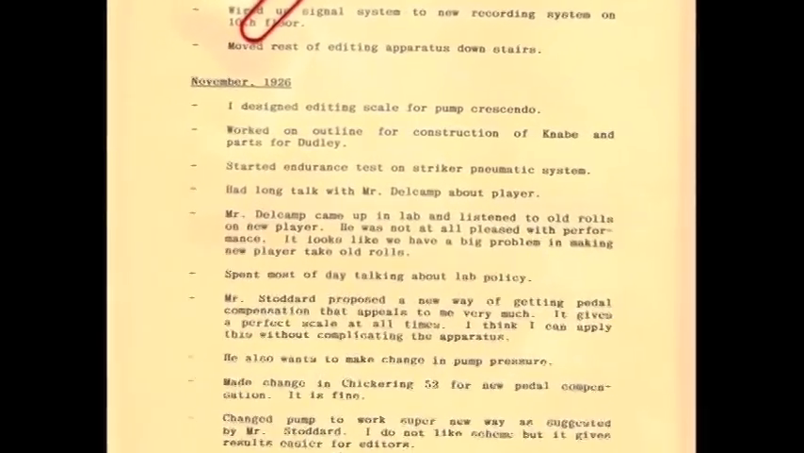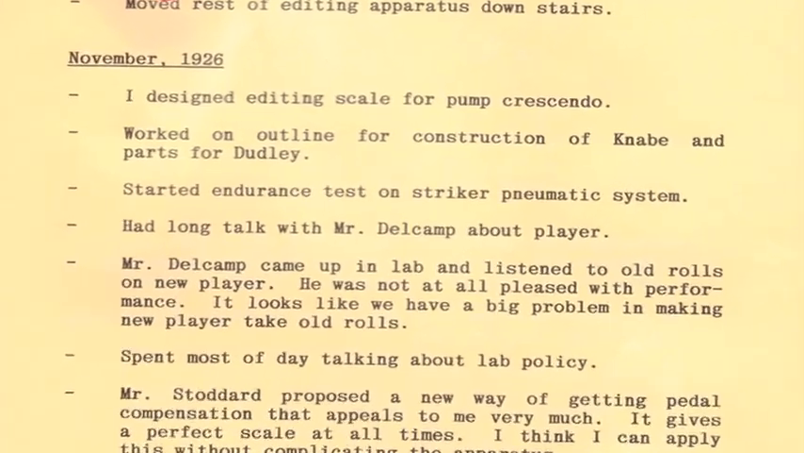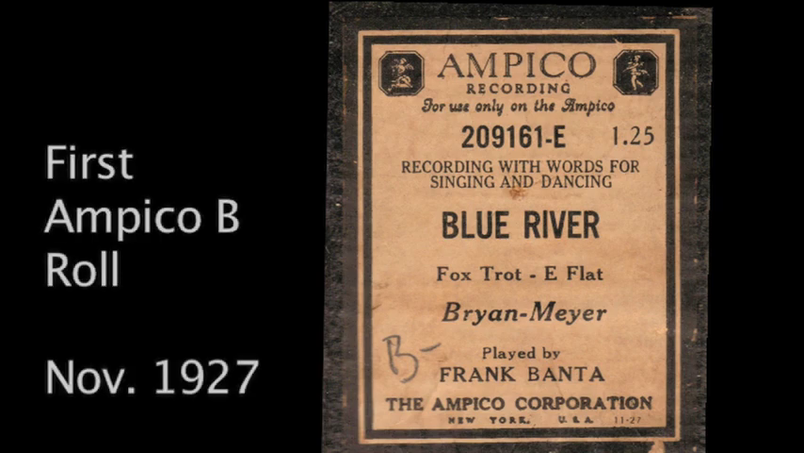It is this characteristic that makes some Ampico A rolls play poorly on the B system. Look at this statement from Dr. Hickman's diary. The date is November 1926. This certainly led to the decision of putting the B-coded rolls on the market 2 years before the B piano was introduced.